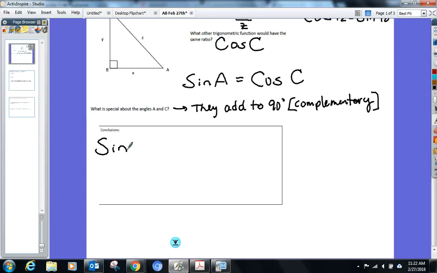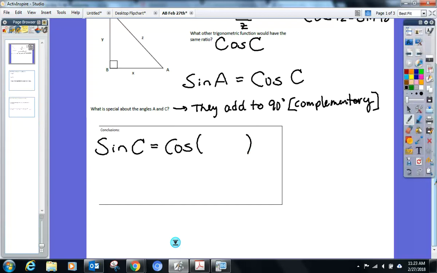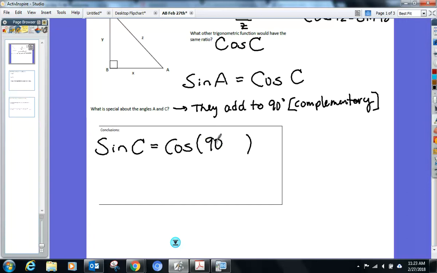The sine of any angle. What do you want to call it? X, Y, Z, A, B, C? What is it? T? C. Okay, I didn't hear you. The sine of C is going to be equal to the cosine of, how do I find that other angle? 90 minus that angle. There you go. Great job, kids.